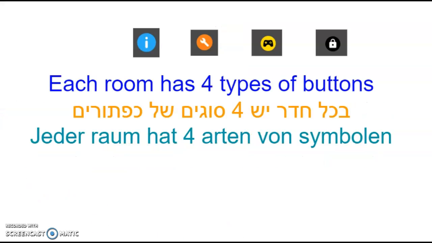So I remind you, these are the 4 buttons, and I suggest that you do it in the order that was suggested in this video. First go into the information button, then go to the practice button, then go to the gaming button, and in the games, at the end of each game, you will get a part of a code which you will need to break out of the escape room.